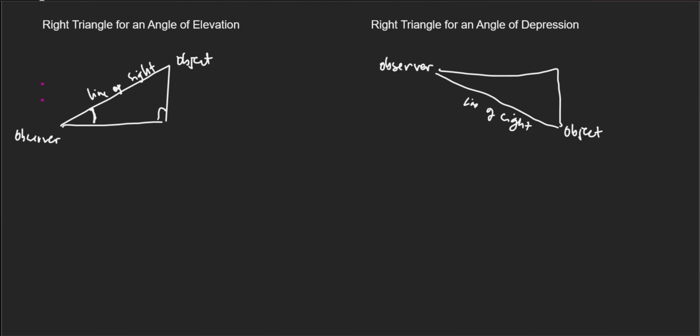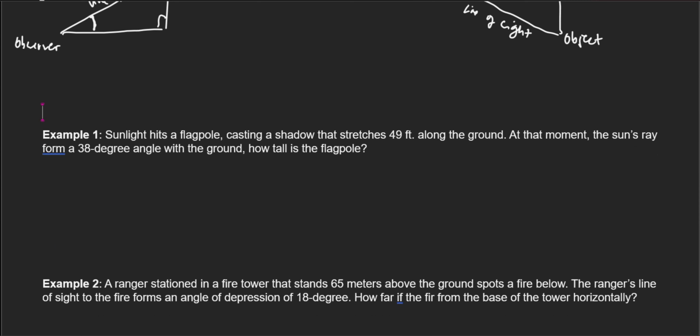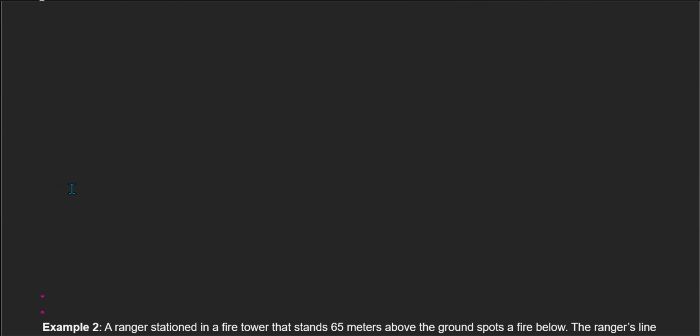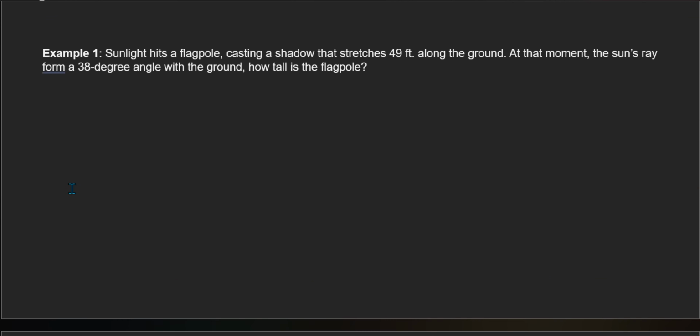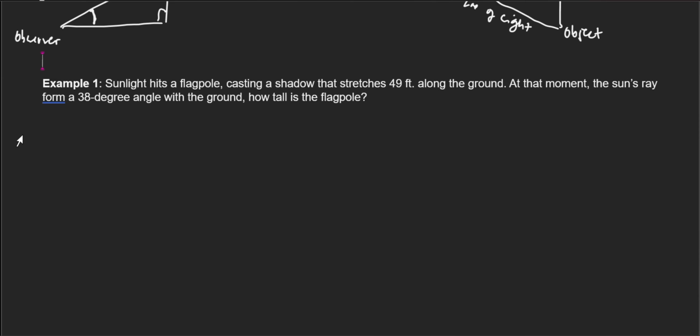Okay? Now, for example, we have here example number 1. The sunlight hits a flagpole, casting a shadow that stretches 49 feet along the ground. At that moment, the sun's rays form a 38-degree angle with the ground. So the question here is, how tall is the flagpole?